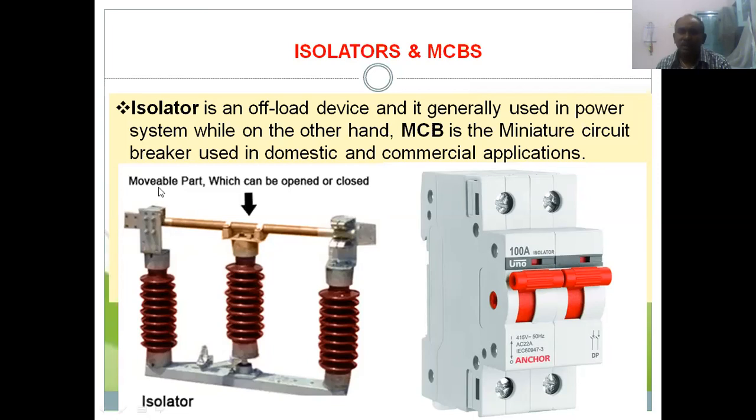This type of arrangement may be for a 33 kV system. If the voltage increases, the insulation arrangement from ground to the live part has to increase. So when it is 33 kV, 132 kV, 220 kV or 400 kV, depending upon the voltage range, different isolators are generally used.